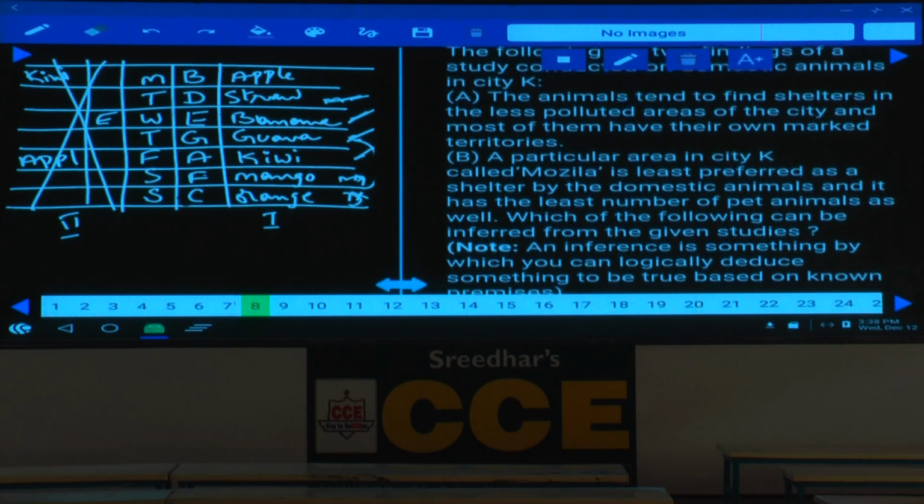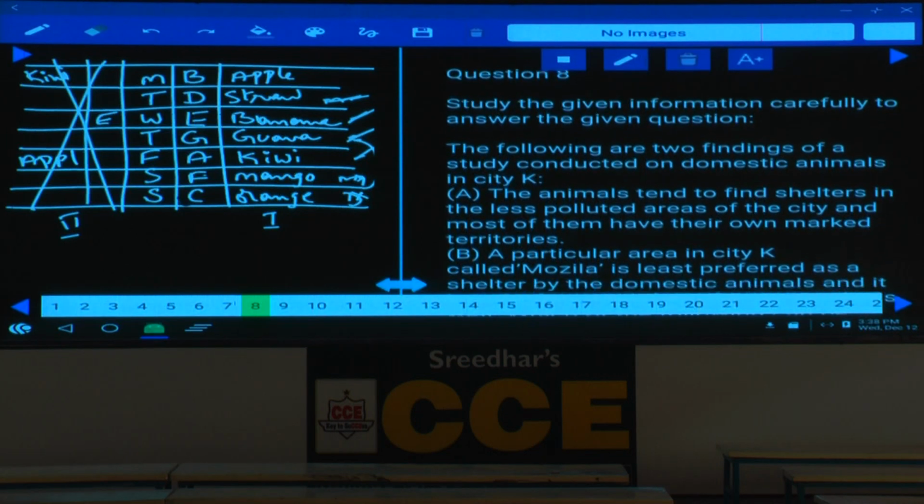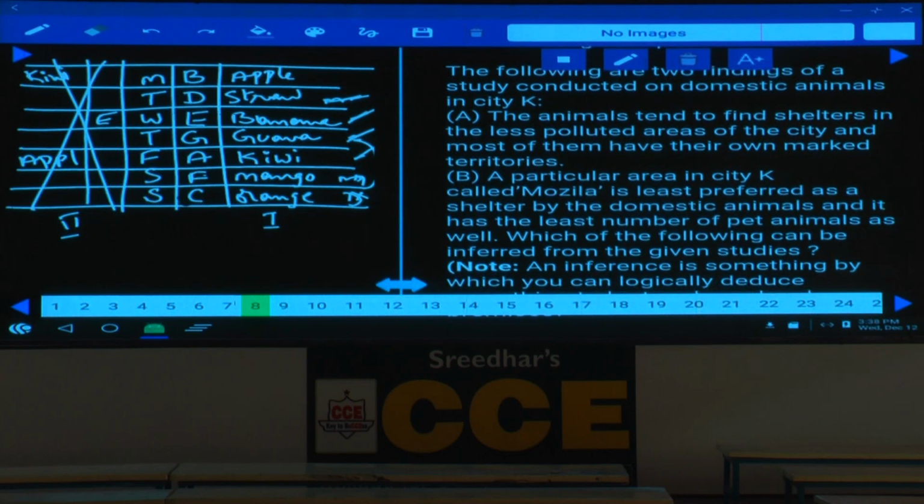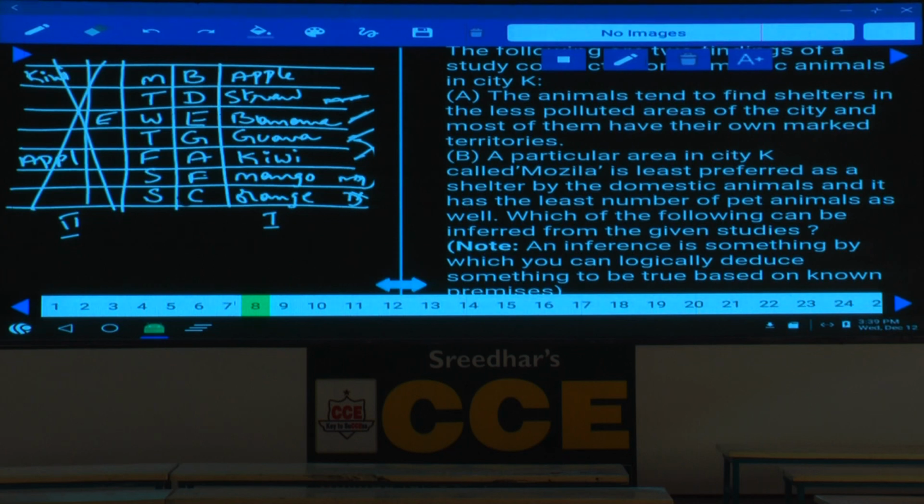Then question number 8. Now, in this question number 8, tell me what is the information here. The following are 2 findings of a study conducted on domestic animals in city K. Now, what are the 2 findings here? The animals tend to find shelters in less polluted areas of the city, and most of them have their own market territories. They used to roam in that territory only, and in general they prefer the less polluted areas of the city.